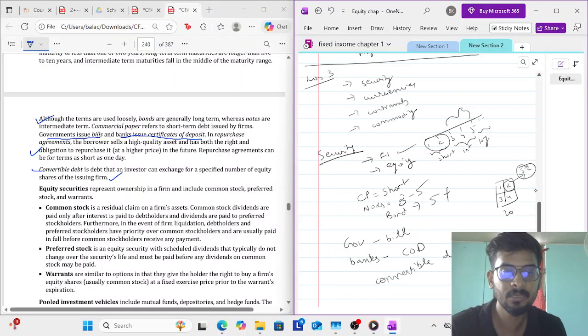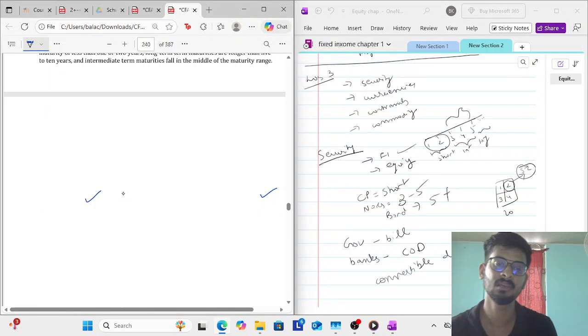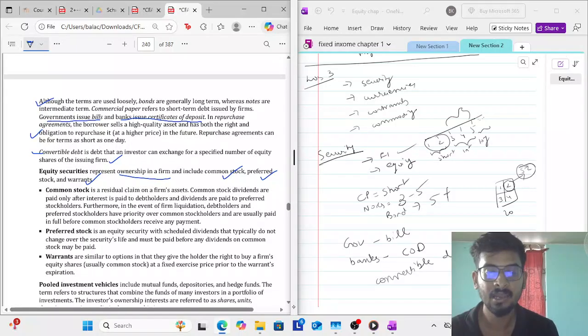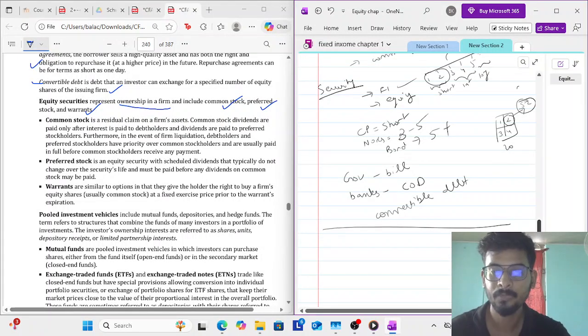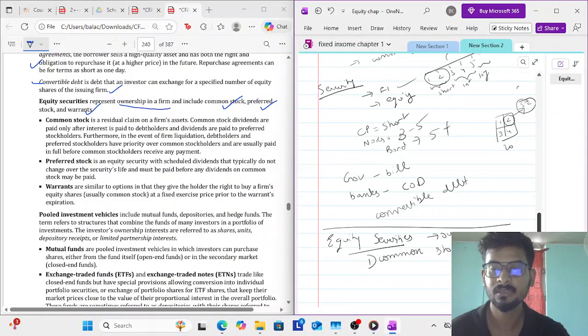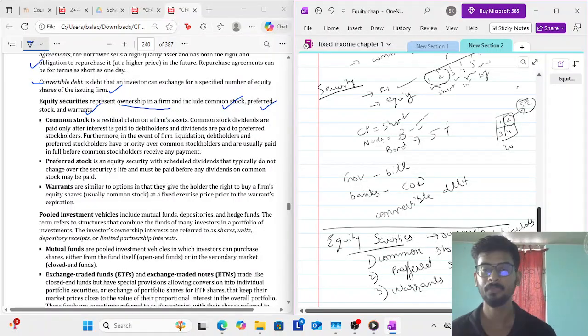So this is why ownership in a firm is written, and it includes common stock, preferred stock, and warrants. Now what are they? Let's go into the basics and have a glimpse of what they are. When we are talking about equity securities, first we are learning that it consists of common stock, which is basically ownership, then preferred stock, and next, warrants. Okay, now let's deep dive into it.